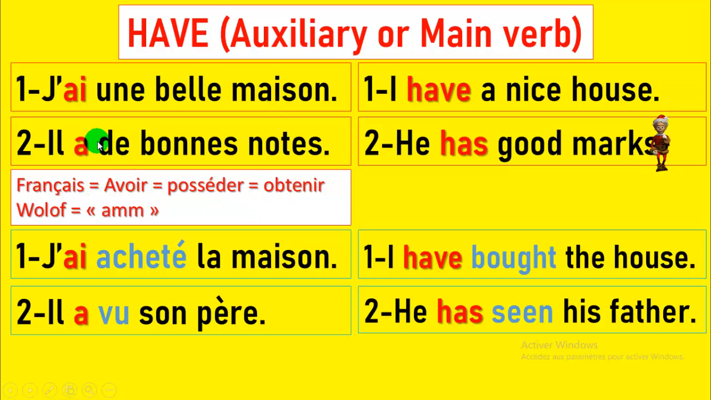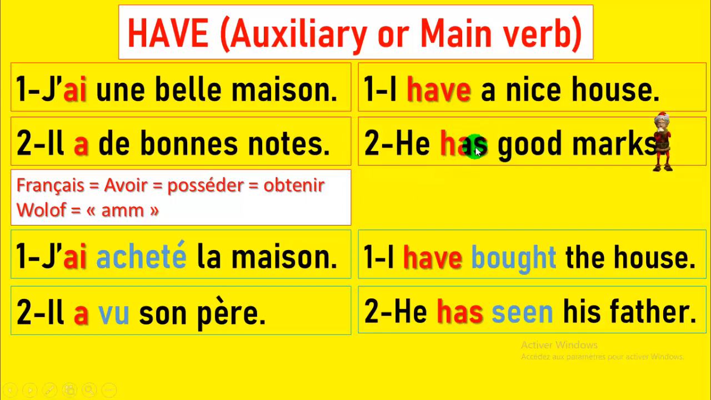Si le verbe avoir, have, signifie avoir, posséder, obtenir en français, ou bien am en wolof, là nous avons un verbe. Parce que le verbe a un sens, mais l'auxiliaire n'a pas de sens. Quand le verbe signifie avoir, posséder, obtenir, en wolof am, on a ici un verbe. I have a nice house. Am na kër gu rafet. He has good marks. Am na note yu baax.